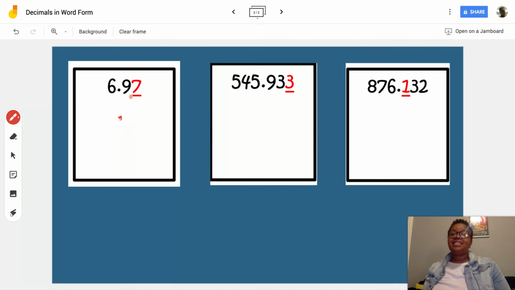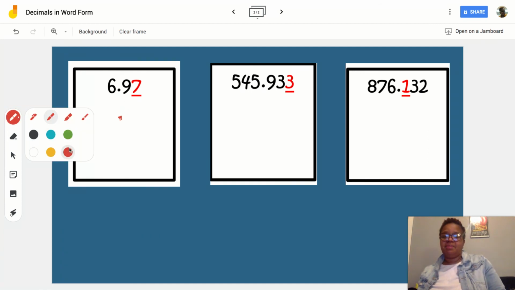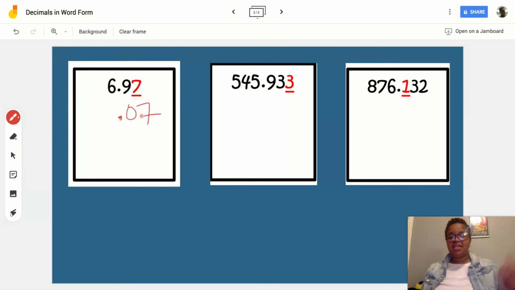And yes, there is a number before the 7, which is a 9. However, I don't care about the 9, but I am going to use my number, which serves as a placeholder, which is 0. So that's going to be 0 and 7. That is how I write 7 hundredths.